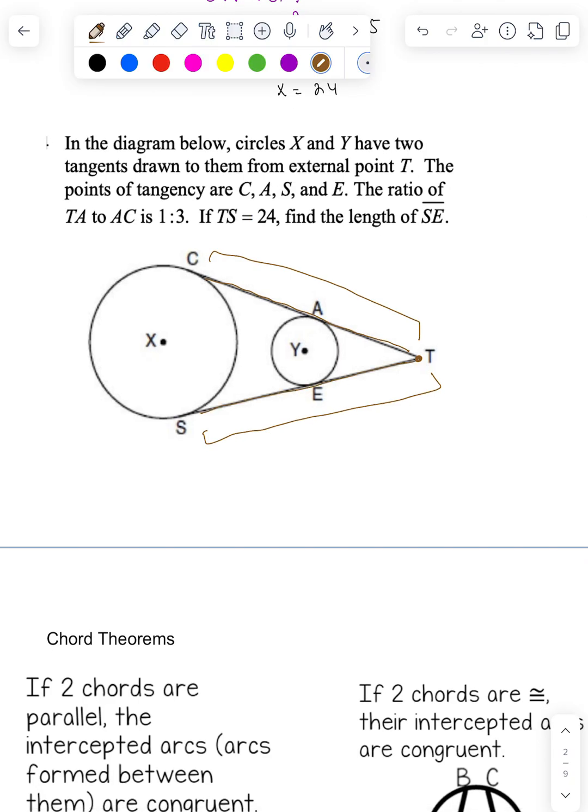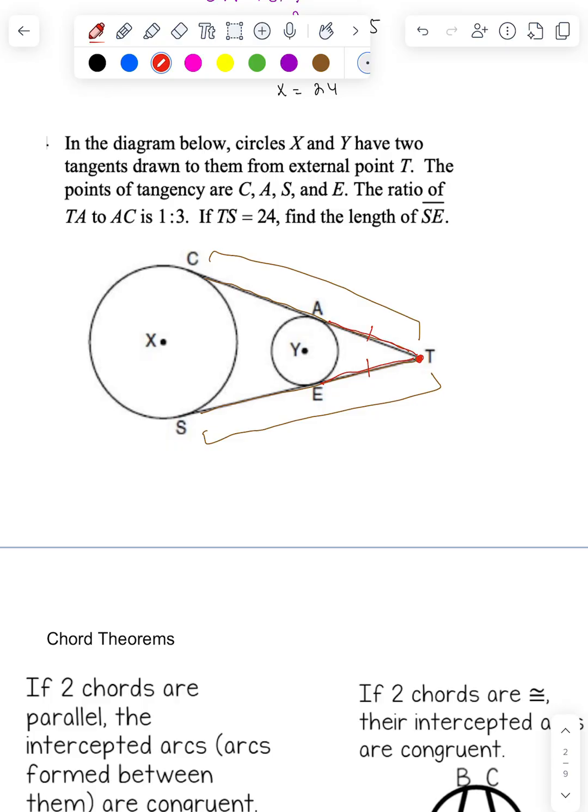We also have the tangent lines from point T to circle Y. AT is tangent to circle Y from point T. And ET is tangent to circle Y from point T. So those segments are congruent to each other as well. And that's going to be important that we mark that in our diagram. Anytime you have two tangents to the same circle from the same outside point, they are congruent to each other.